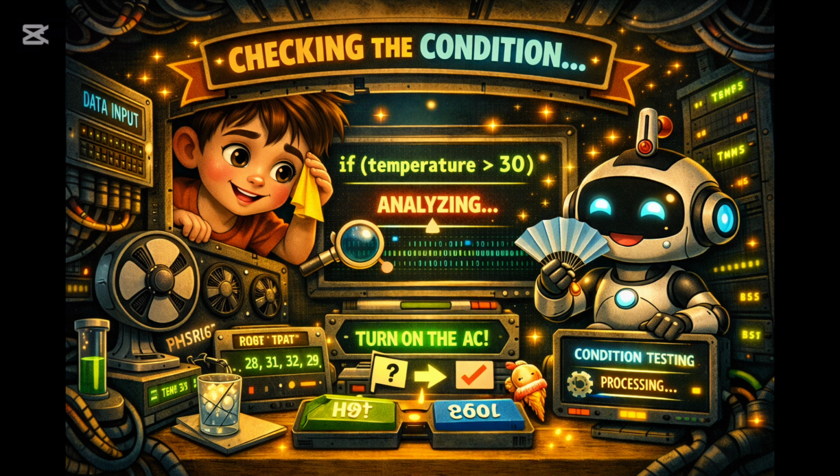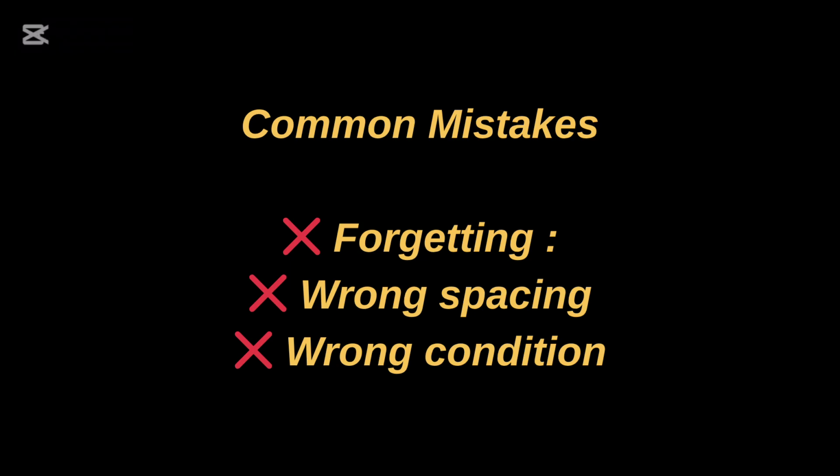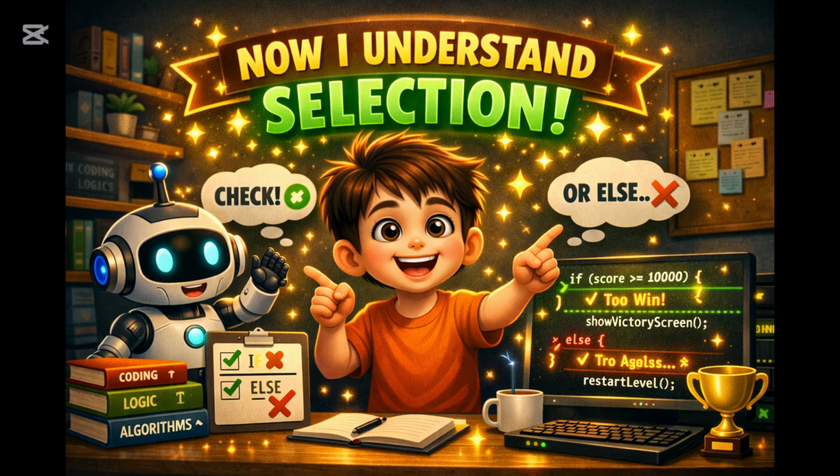Now let's quickly look at some common mistakes beginners make: forgetting the colon, wrong indentation, writing the wrong condition. Remember, Python is very strict with spacing. And that's it. Now you know how computers make decisions using if statements.